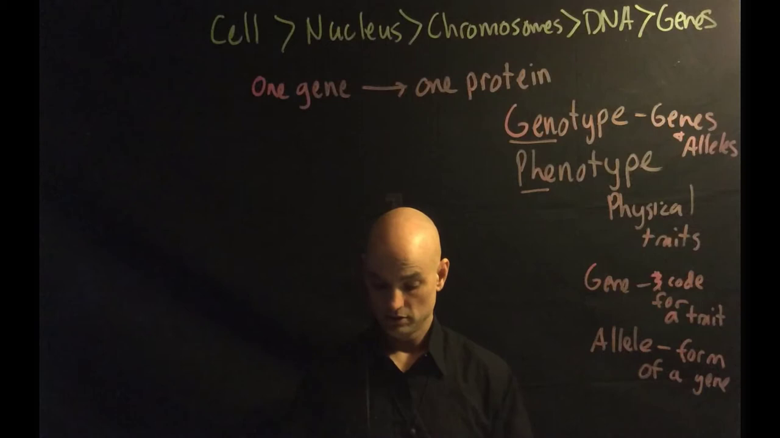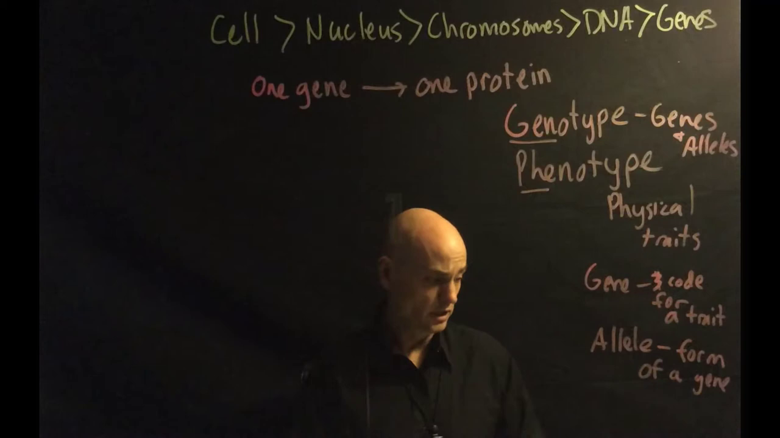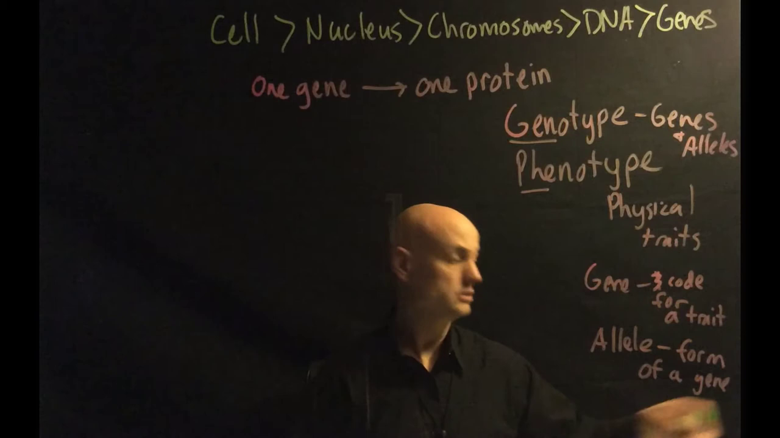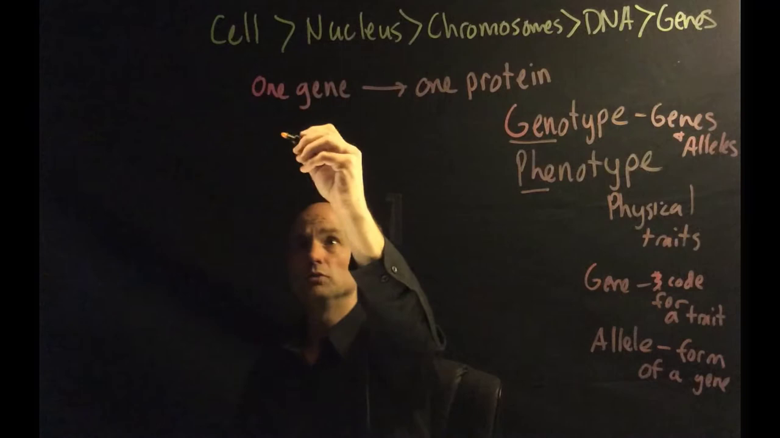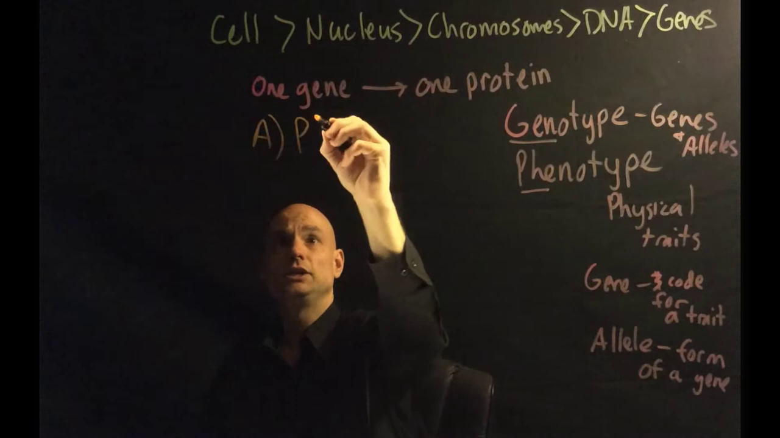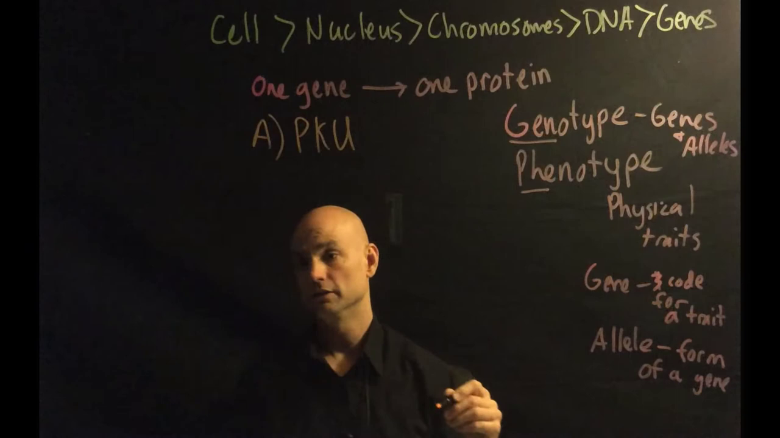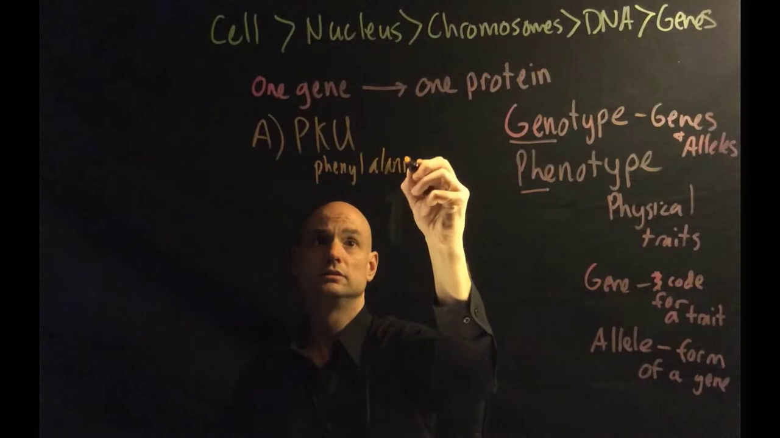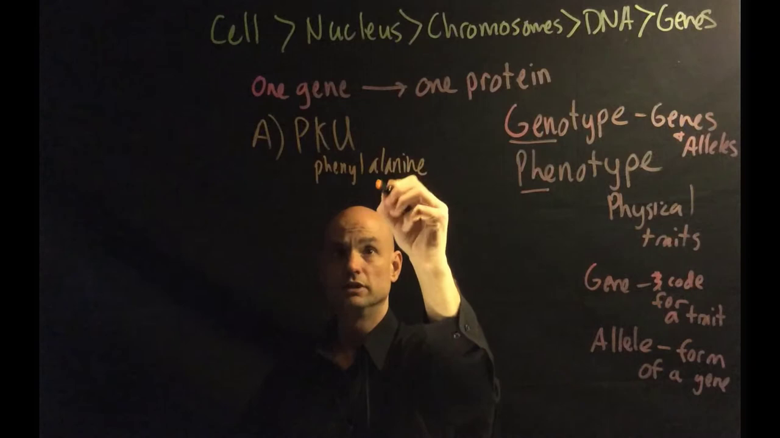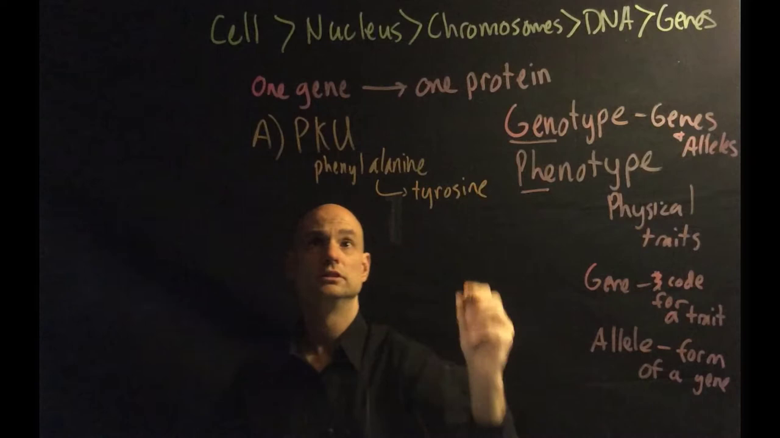Okay, so getting back to this idea of this one gene and one protein issue. Use orange with this one. So one gene, one protein. We found that it's not always the case. So we could have these different traits. We could have something called PKU. PKU stands for phenylketonuria. And what happens with them is they can't metabolize phenylalanine. Phenylalanine normally is broken down into tyrosine. Okay, but in phenylketonuria, that doesn't happen.